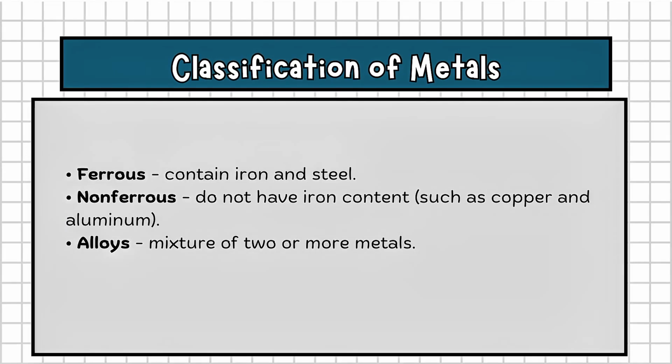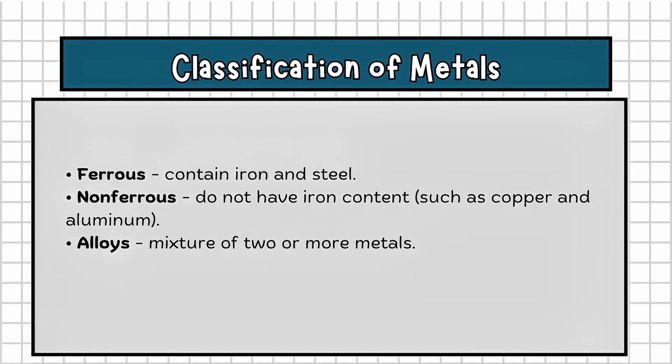Classification of metals. Before we process metals, it is important to understand their classification. Metals are grouped into three major categories: ferrous metal, non-ferrous metal, and alloy. First, the ferrous metal. Ferrous metal contains iron. Example na niya kay steel and cast iron. And also, ferrous metal kay commonly used siya for construction, machinery, and tools because of their strength.